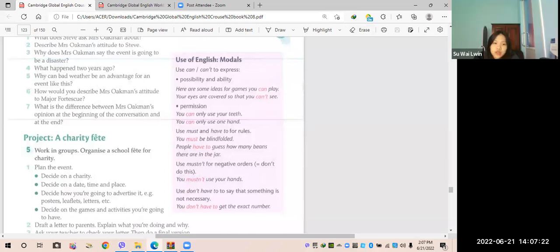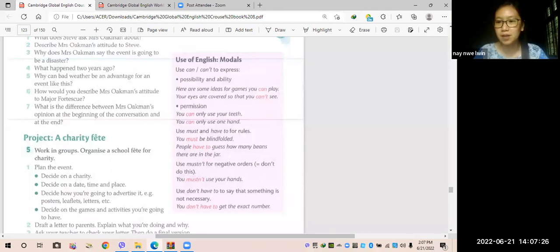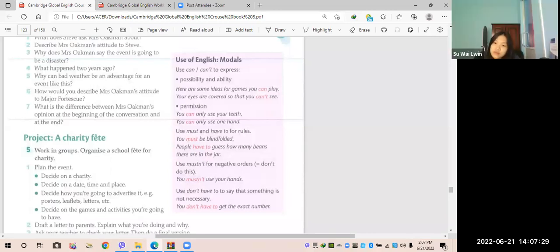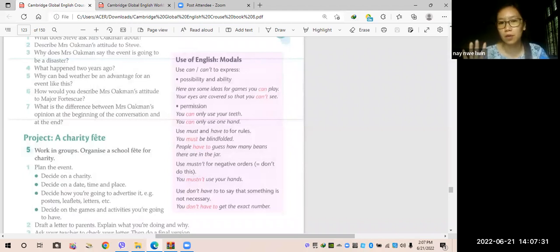Like can, could, shall, should, will, would, may, might, must, right? Ought to or have to, right? So these are our modal verbs or modal words. So we are using modal verbs here when talking about do's and don'ts, and when talking about the rules of the game that you have to follow, right? For example, like can or can't.